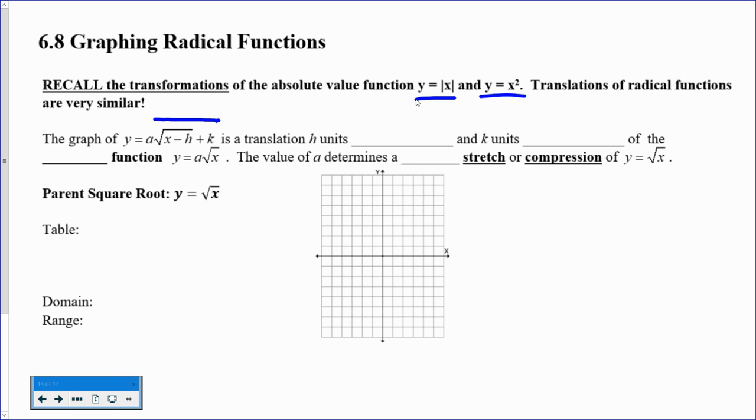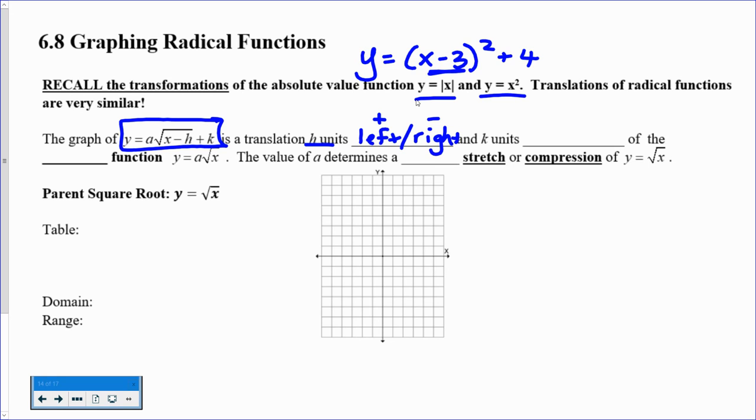So this is your general form for a radical equation, where the a, the h, and the k all mean something. The h that is on the inside of your radical is going to shift it horizontally, so it would be going left or right, and it will go left if it says plus and right if it says minus. Just like when we had this, it meant right 3.